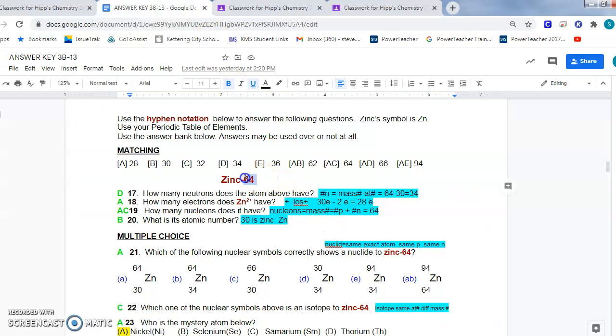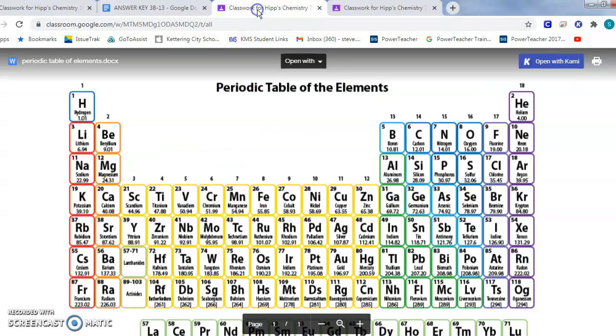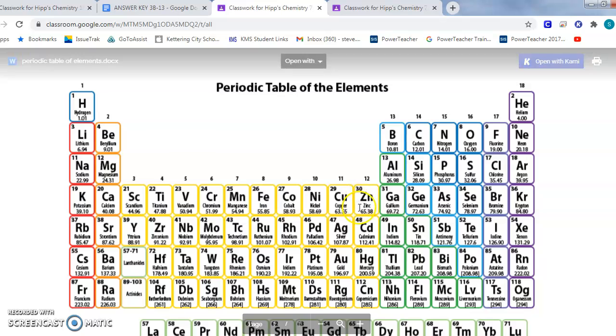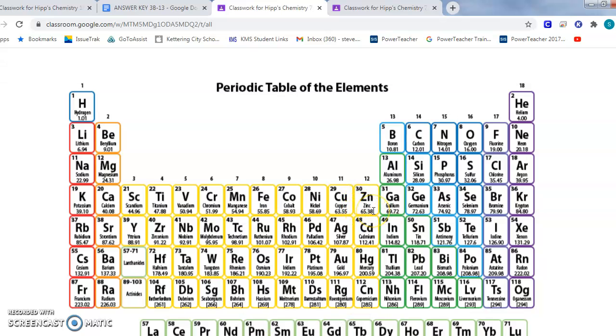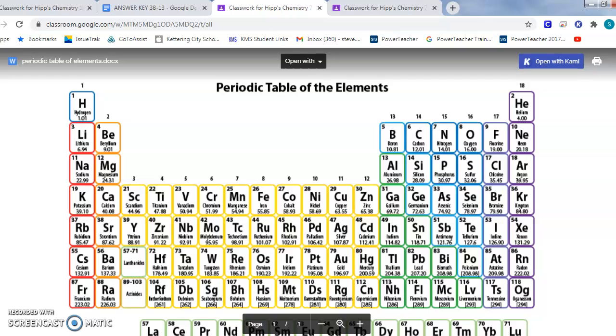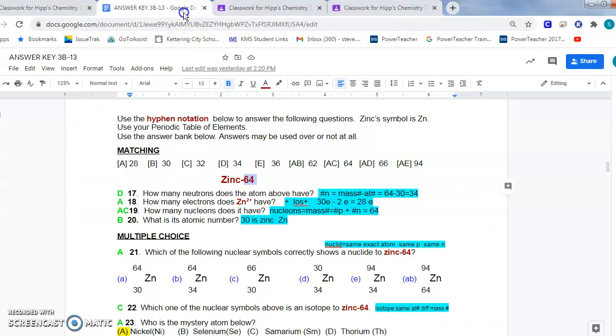So what's that 64 telling us? It is the mass number of that particular atom of zinc. That particular atom of zinc has 64 particles in the nucleus. Again, from the periodic table, of those 64, we know 30 of them are protons. This decimal number right here, the 65.38, is the average mass of the naturally occurring isotopes of zinc, and it is a weighted average. So the average of zinc atoms is 65.38. This particular zinc atom right here has a mass number of 64.